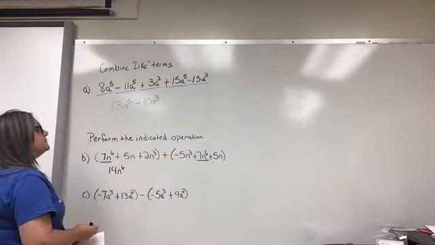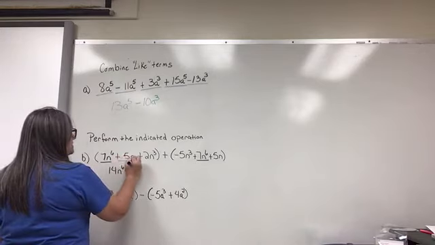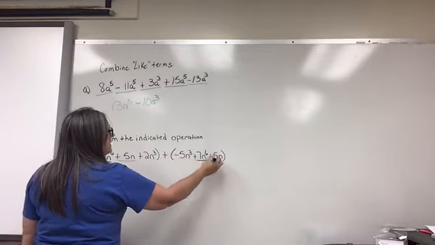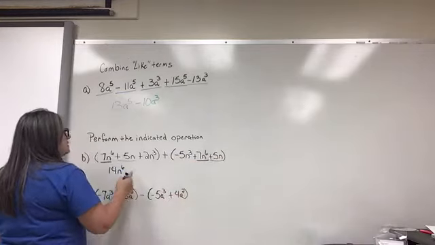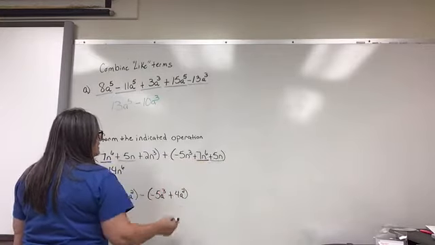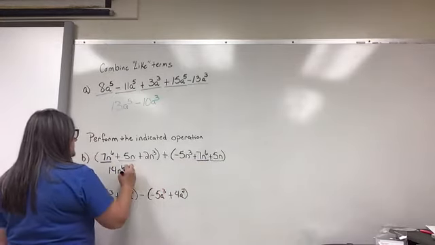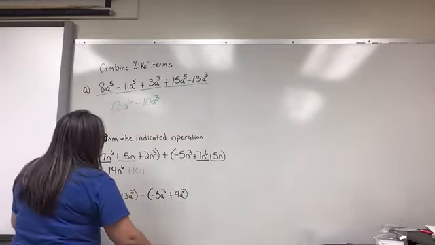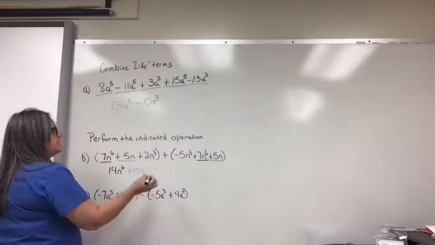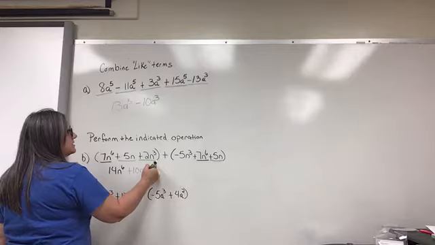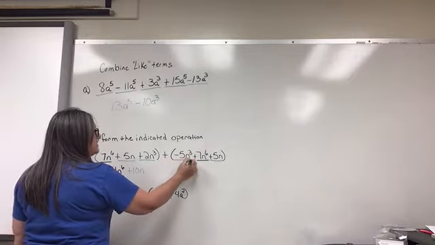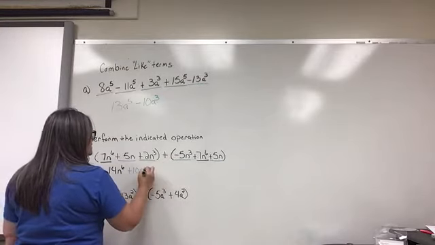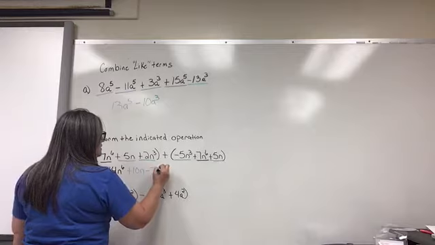Then I have an n. So I have a plus 5n, and plus 5n, and that's going to be plus 10n. Then I have an n to the third. So I have plus 2n to the third minus 5n to the third, and I've used all of my terms. So 2 minus 5 is going to be negative 3n to the third.